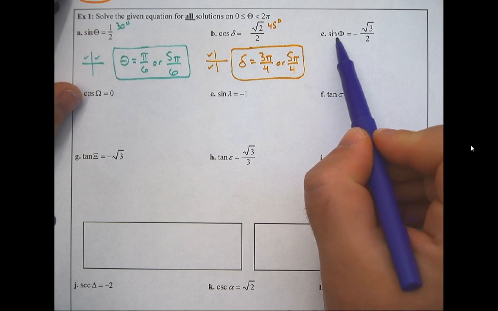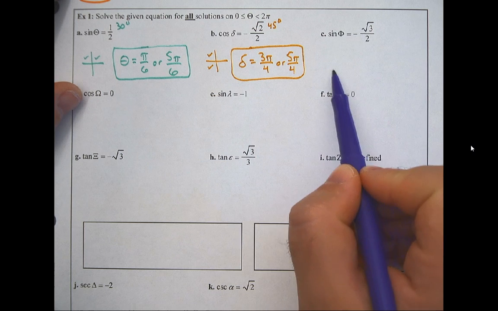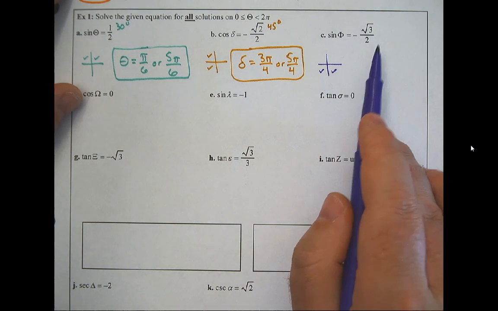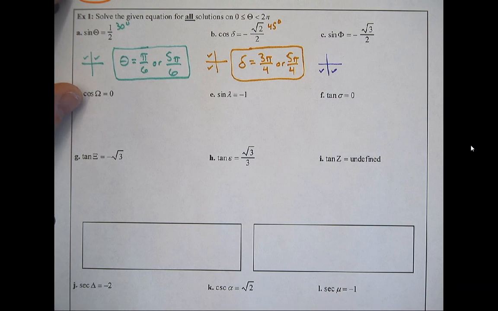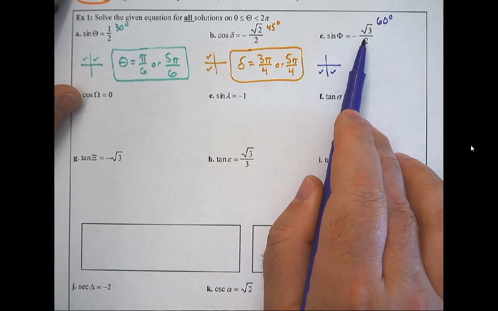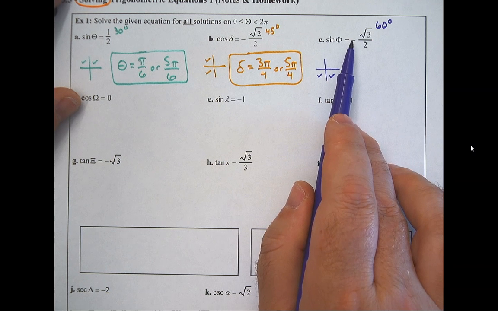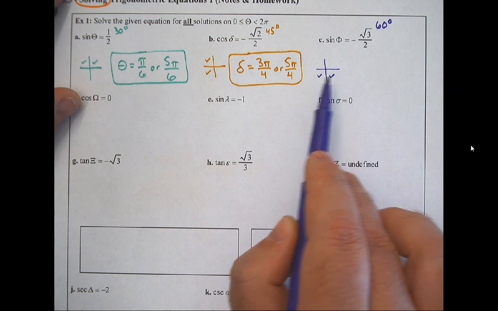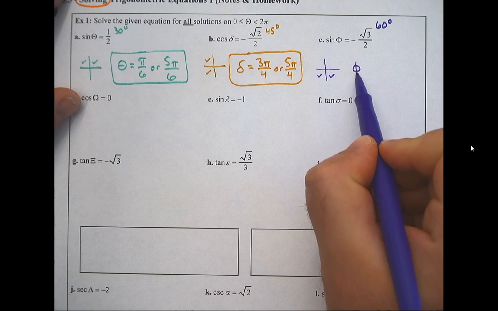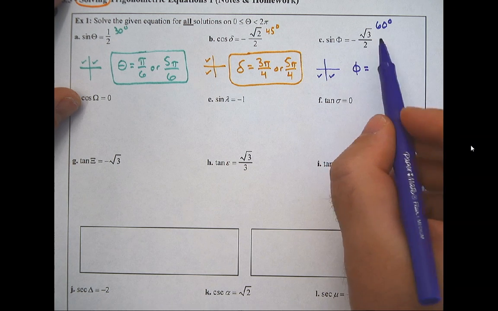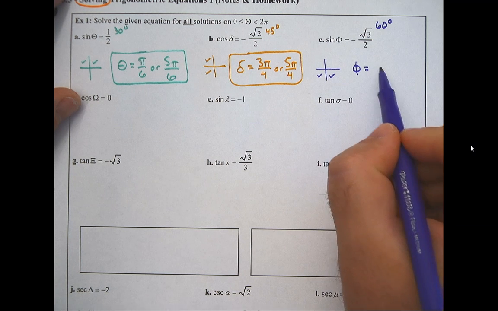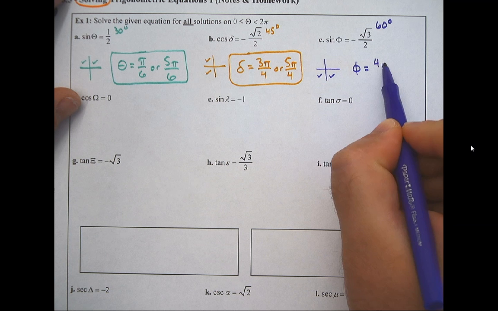So sine of psi is equal to negative square root 3 over 2. Sine is the y, and y is negative there and there. I go to my special rights. Looks like 60 degrees has a sine value of square root 3 over 2. So you've already taken into account the negative part. As long as you find the 60 degrees in these two, it'll automatically come out to be negative. So psi is equal to, no, that's phi, my bad. Phi is equal to, who are the 60s? That's 4 pi over 3 or 5 pi over 3.